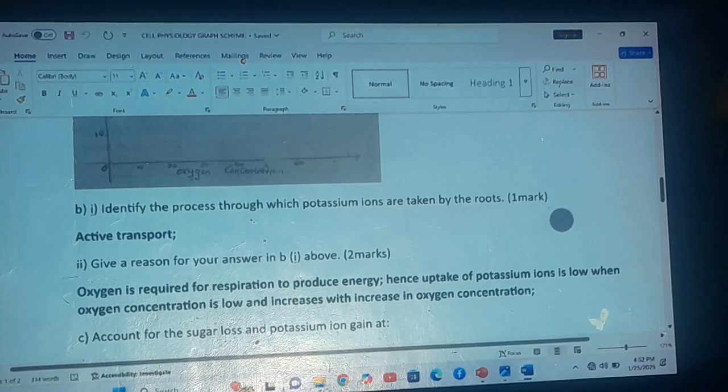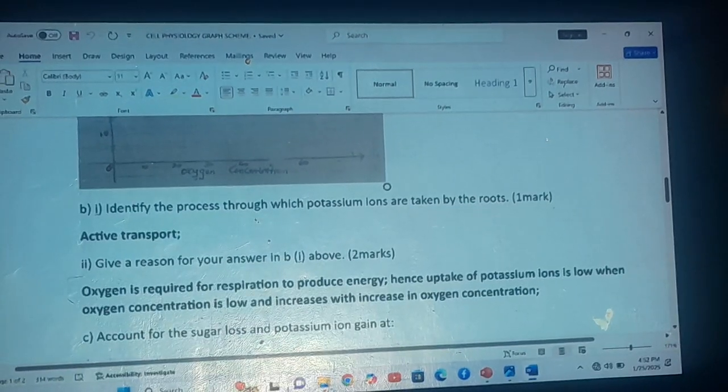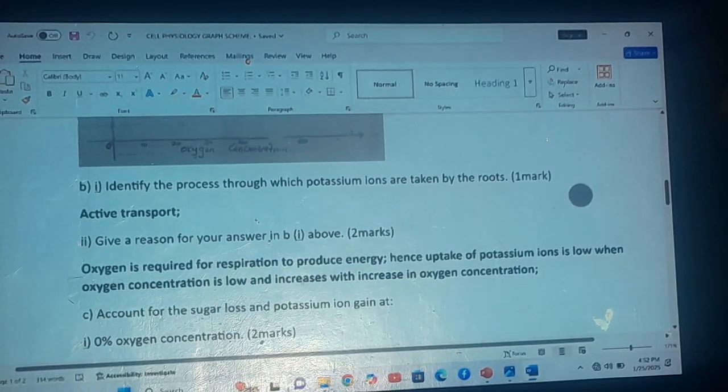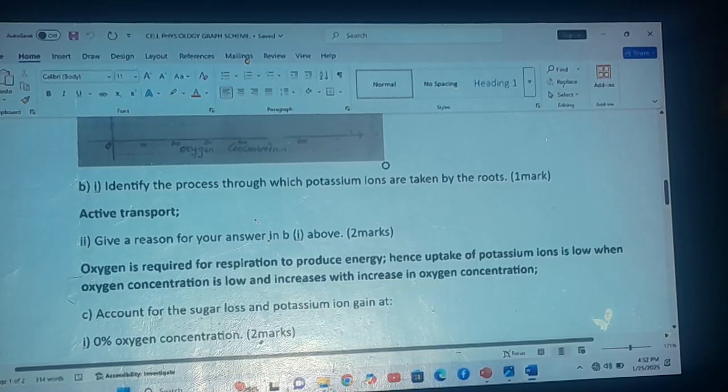Number 2: account for the sugar loss and potassium gain at 0% concentration.